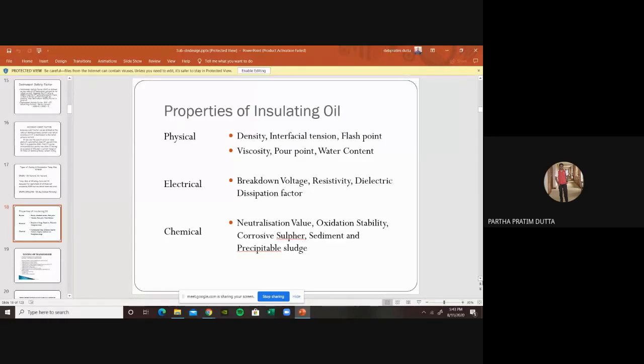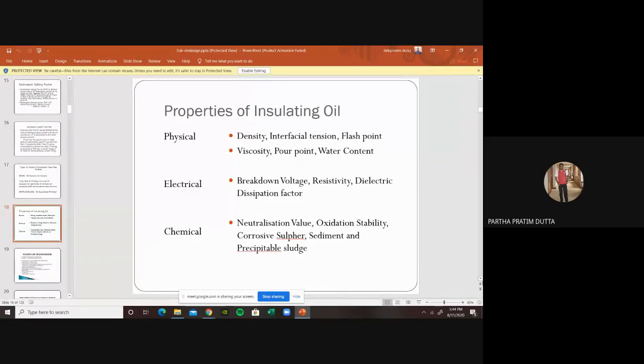We usually consider all these things, but the basic three electrical properties we look into for maintenance as well as design purposes are the breakdown voltage, resistivity, and dielectric dissipation factor. Breakdown voltage we will discuss later on. For breakdown voltage, we put a certain amount, 500 ml, of insulating oil, with two electrodes 2.5 millimeter apart, then apply high voltage and see the breakdown. If it is below 45 kV, then we consider the oil impure or not usable.